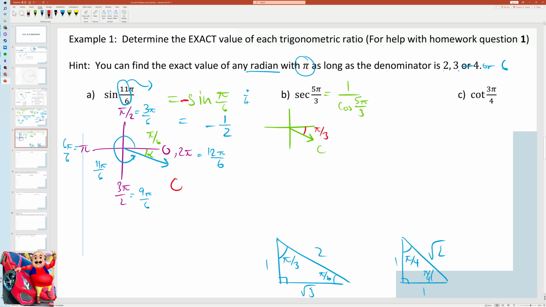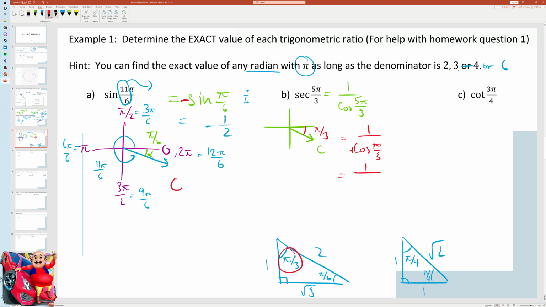So let's make a little conversion here. Our old 5 pi over 3 becomes 1 over cosine of pi over 3. Because we're in the C quadrant, we're doing cosine, we can leave that as a positive cosine pi over 3. Two more steps here. So what is cosine of pi over 3?